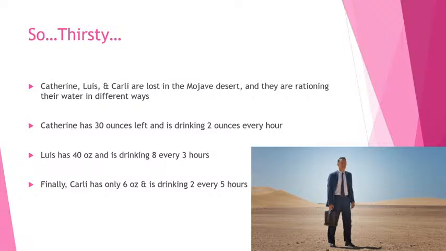Okay. 6 ounces is not very much. That is not very much water. Yeah, I think Carly might be in trouble here. So then what would the equation be? And then what would it look like on a graph?